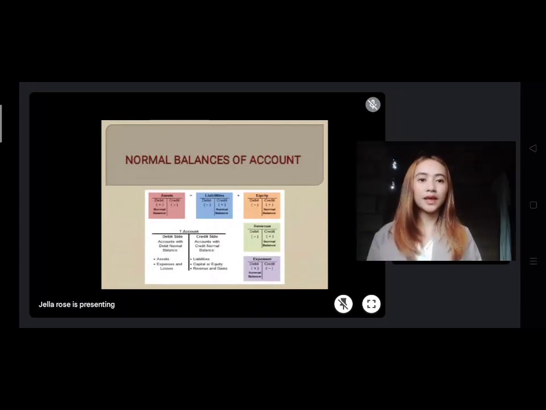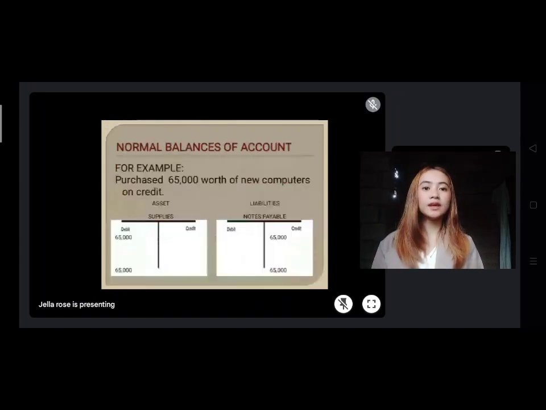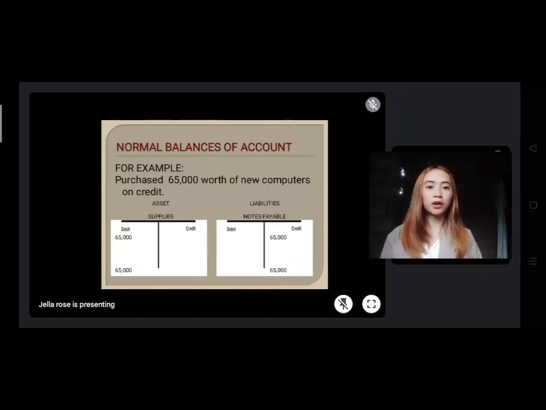T account provides a visual overview of a single account using a T shape, with debits as additions to the account or positives on one side of the T. You purchase 65,000 worth of new computers. Technically, you've increased your business's assets by 65,000 pesos, and you'd note this in your business's asset account. However, you purchased the computers on credit, so you'd also note the cost of computers in your notes payable account.